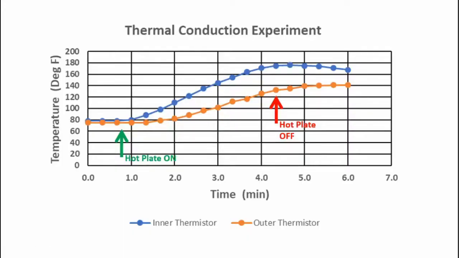Here's the data from that experiment. You'll see the inboard thermistor, the one closest to the hot plate, is depicted here in blue, and the orange depicts the outboard thermistor, which is further away from the hot plate. Now you notice that the temperature of the inboard one rises quicker, and there's a lag in temperature on the outboard thermistor. Now here's roughly where I turned on the hot plate, and here's where I turned off the hot plate, and you can see the bar beginning to cool after that.